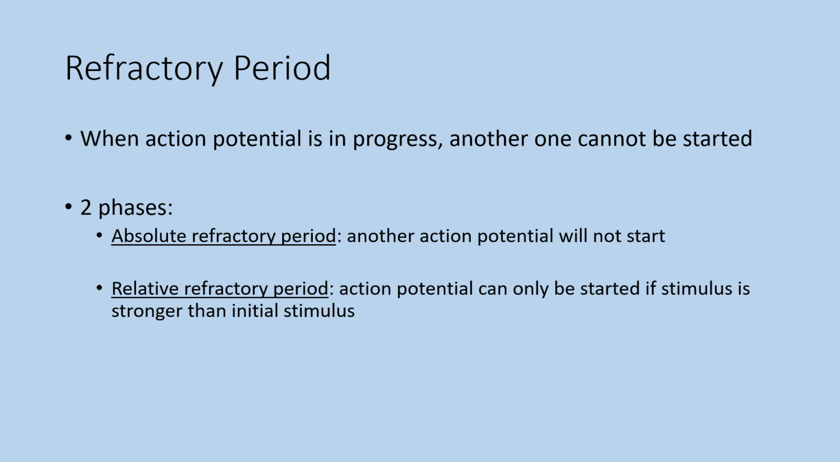The refractory period is a time period where, when the action potential is in progress, another one cannot be started. You have to restore everything back to the resting state before you can generate another action potential. So if you haven't restored everything yet, nothing else can be started. There's two phases. There's the absolute refractory period where another action potential is not going to start. Now there's an area that we call the relative refractory period where an action potential could only be started if the stimulus was stronger than the initial stimulus.